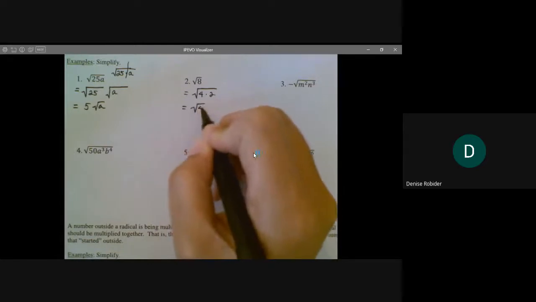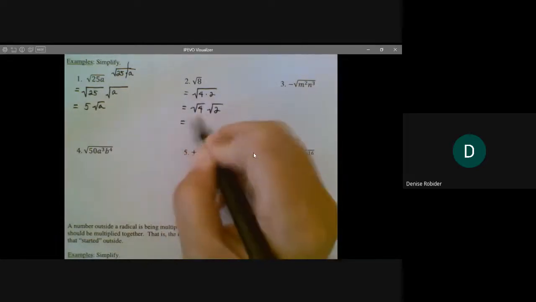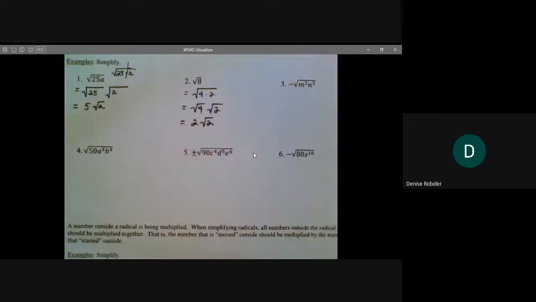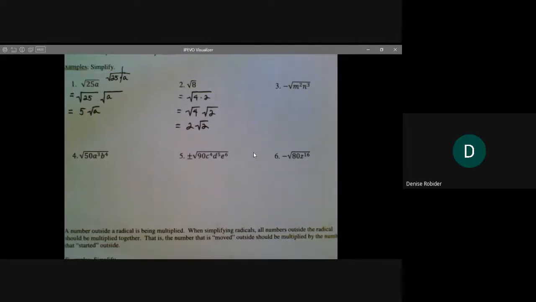4 goes to the front. It's a VIP. It's a square. The 2 stays behind. The square root of 4 is 2. The square root of 2 is the square root of 2. Okay. Now let's look at this another way.